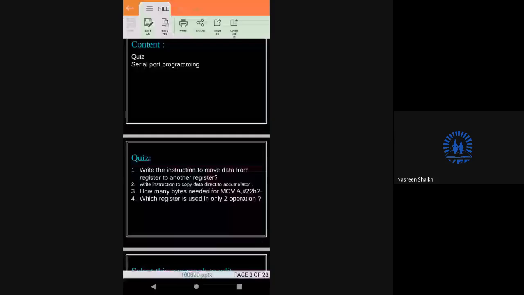The fourth question asks which register is used in only two operations, meaning two instructions. Which register means SFR, definitely. Which SFR is used in only two types of operation and nowhere else? So these are the four questions. I hope you are recalling the answers as I was reading. If yes, note them down in the chat box.